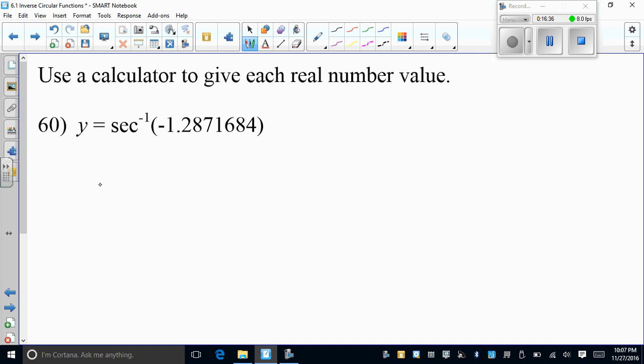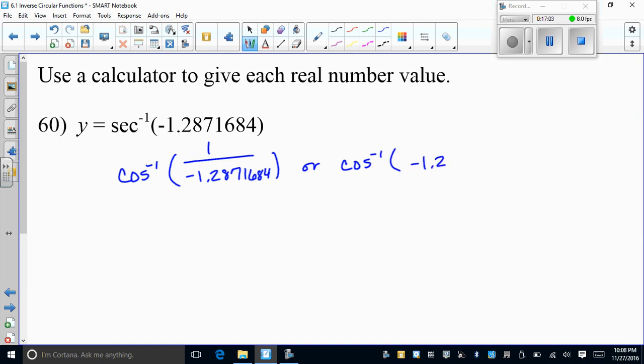Okay, another one, secant. Again, secant is not on the calculator. The reciprocal of secant is cosine. So I'll do arc cosine, same thing: 1 over negative 1.28716844, or arc cosine of negative 1.28716844. Either way, theta becomes 140.9775 degrees.